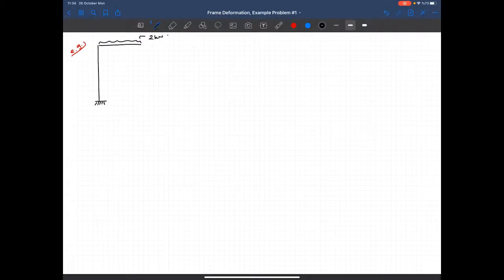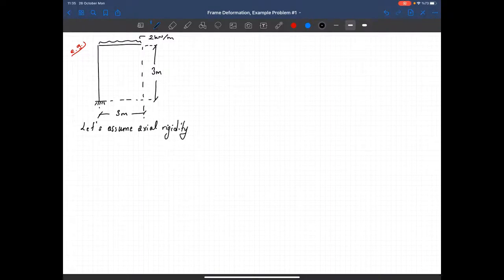beam. 2 kilonewton meters. The length of the beam is 3 meters, and the length of the column is also 3 meters. Okay. Now here we'll assume axial rigidity. Of course, we will give that to you. And EI is the same and constant for all members.